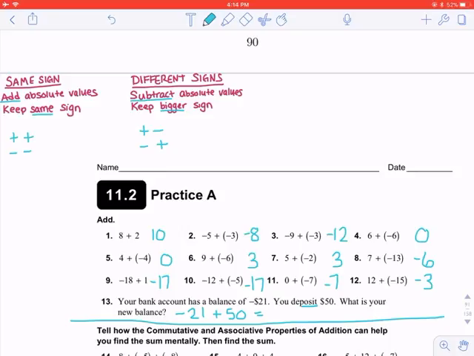You do not need to do this work in your head. It's totally acceptable to write it out to the side. 50 minus 21, I need to borrow. And 10 minus 1 is 9. 4 minus 2 is 2. That's going to give me 29, and the bigger number is 50, which is positive, so it's positive 29.